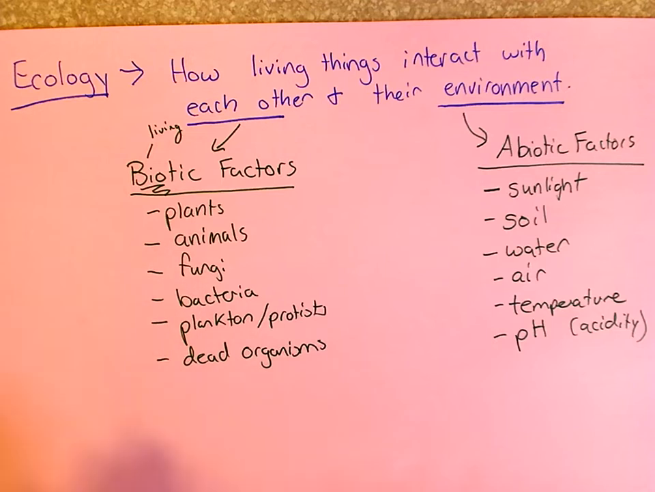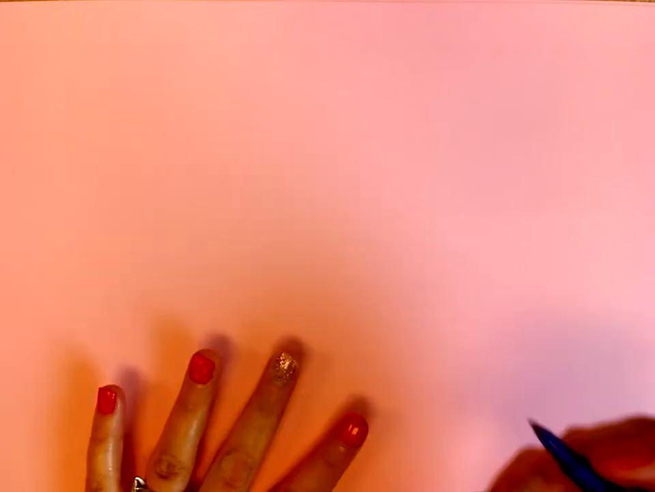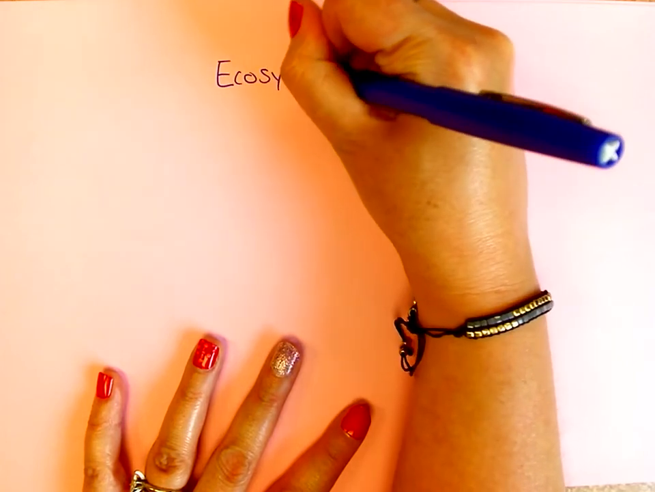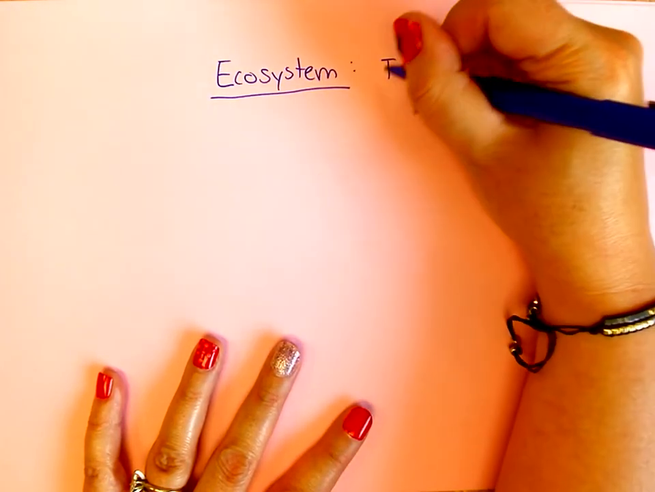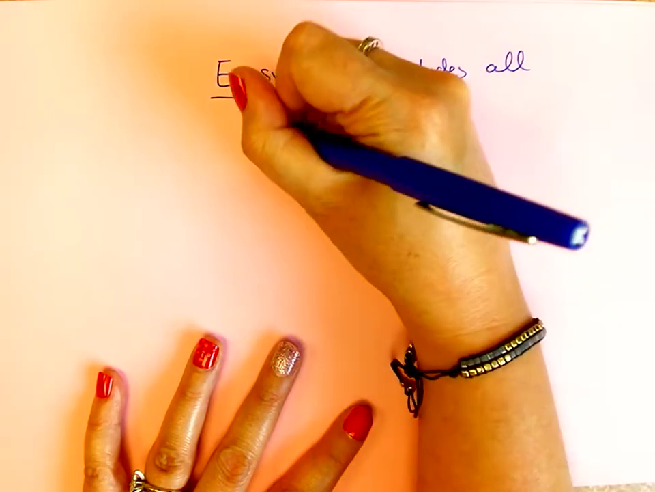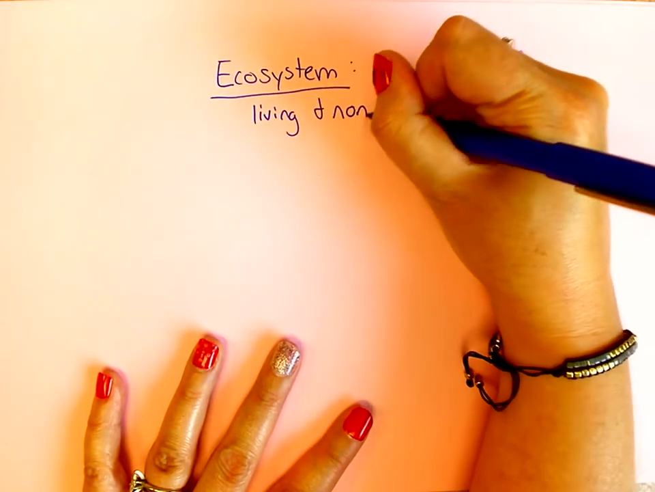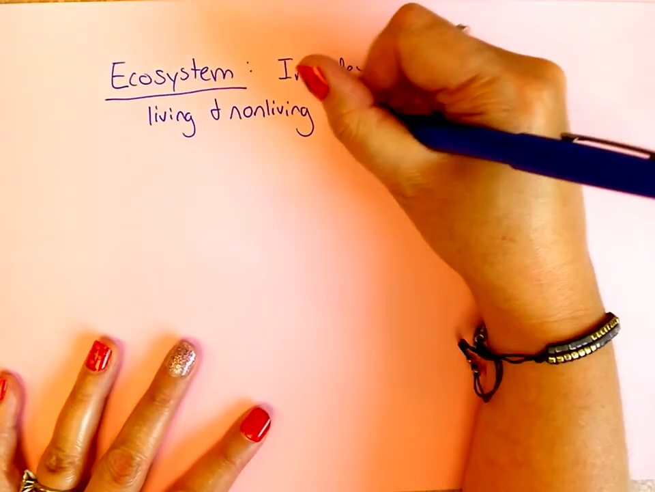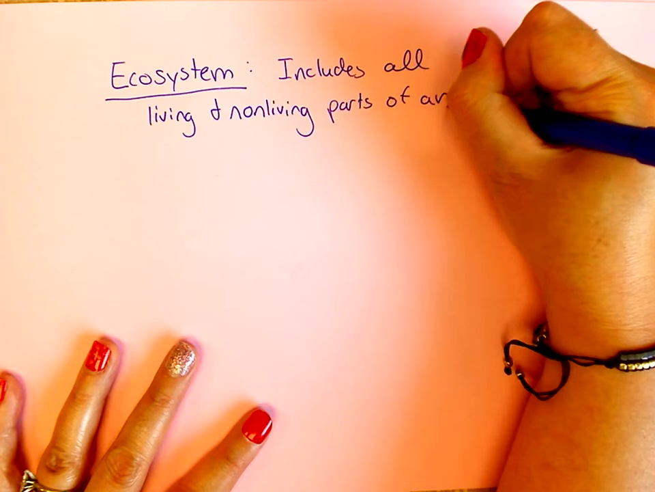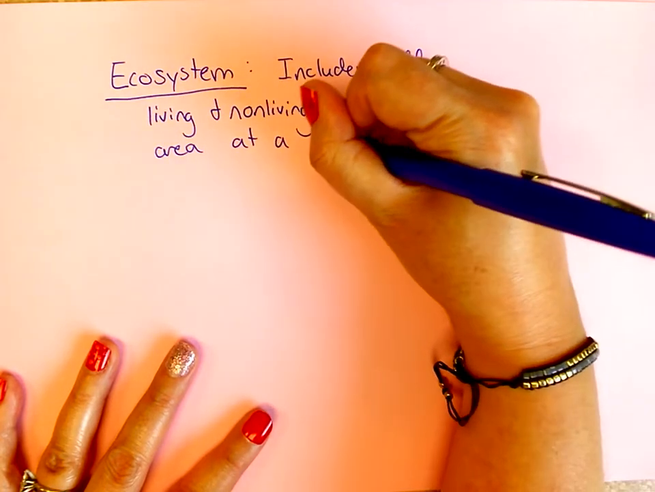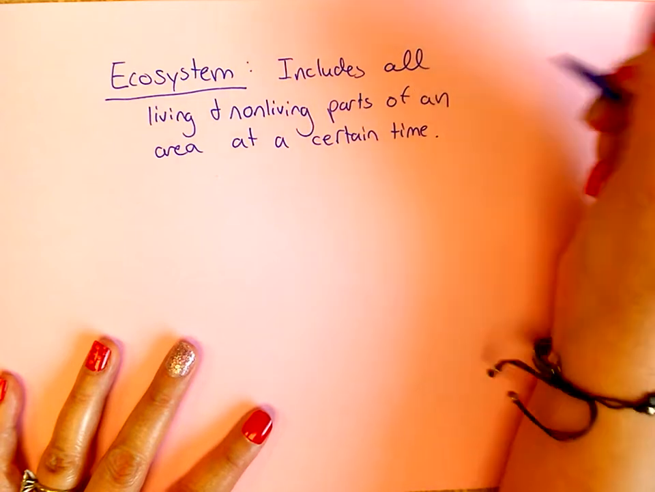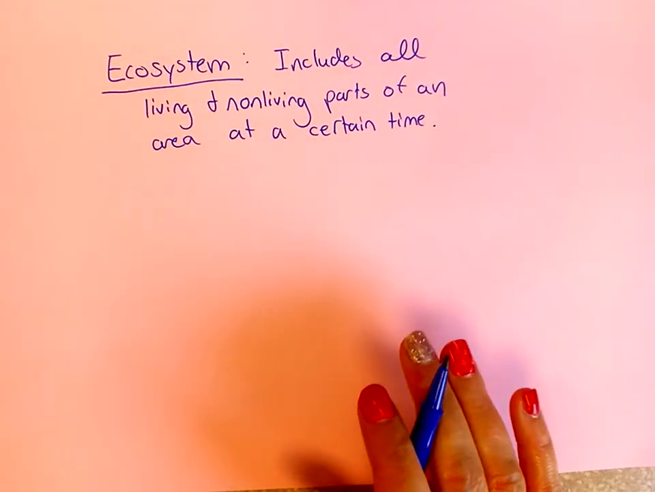So the first thing that we really do need to know after we talk about this is the organization of an ecosystem. So when I look at an ecosystem, that's the most important part of studying ecology, is kind of knowing what we're looking at and how it's organized. So an ecosystem is going to include all living and non-living parts of an area at a certain time. And that's how I want us to really think about it. It's all the living and non-living parts of an area at a certain time.